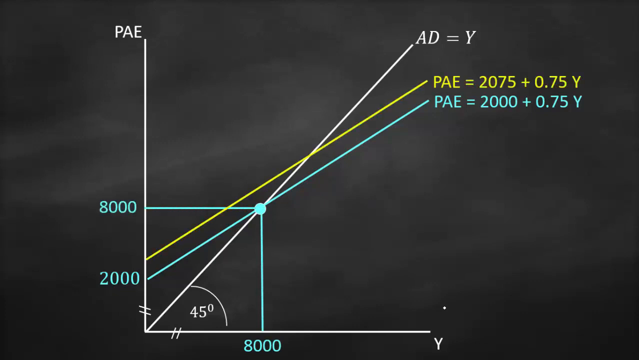Then here I know that it will shift, and I can write it here as a prime, our new planned aggregate expenditure. So here it will increase to be 2075 plus 0.7y. So I know that the new intercept here will be 2075. And then we have a new equilibrium point between the new planned aggregate expenditure and our output level, this point. So here we'll have 8300, and here we have 8300.